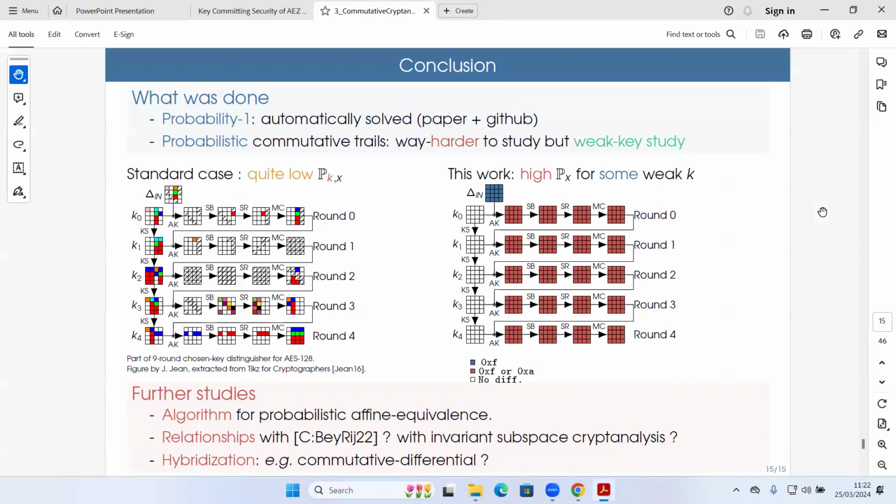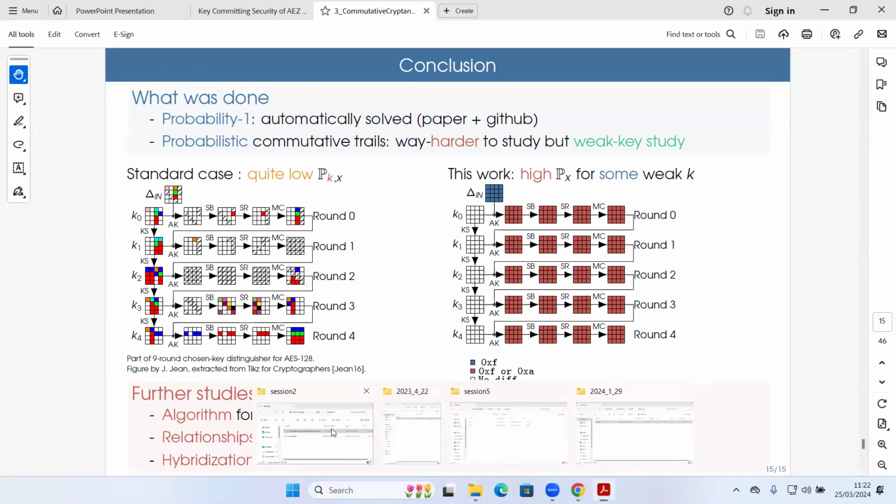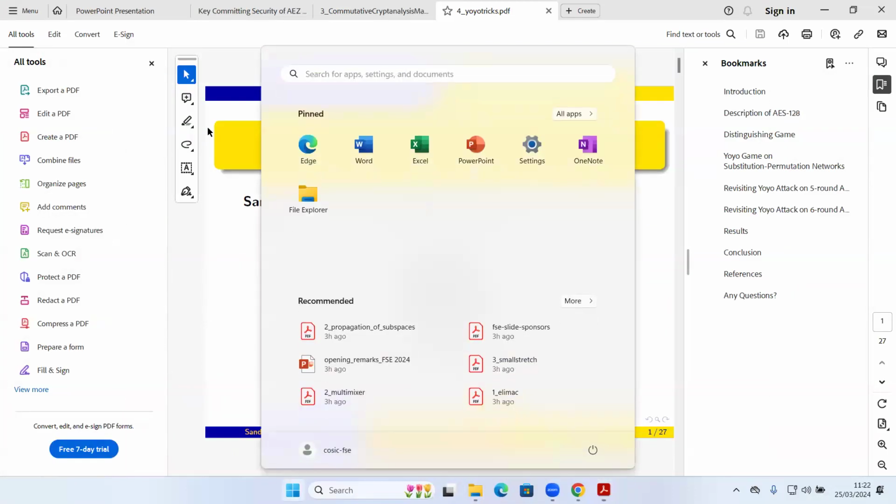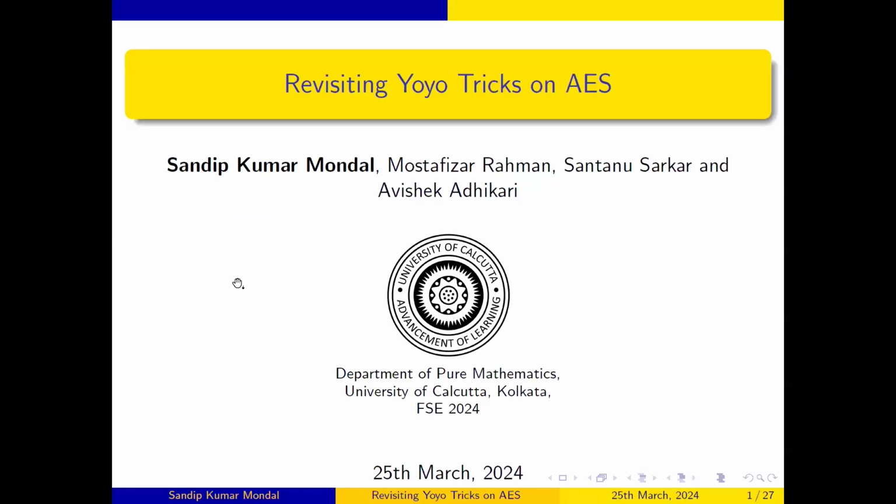So the next talk is about revisiting yo-yo tricks on AES and correcting the complexity of previous papers. It's a joint work with Sandeep Kumar Mondal, Mostafiza Rahman, Santanu Sarkar, and Avishek Adhikari. And Sandeep Kumar will give the talk.